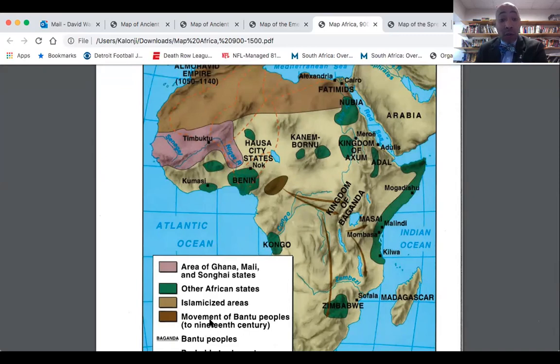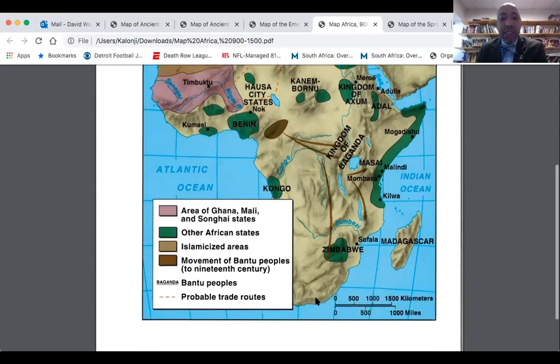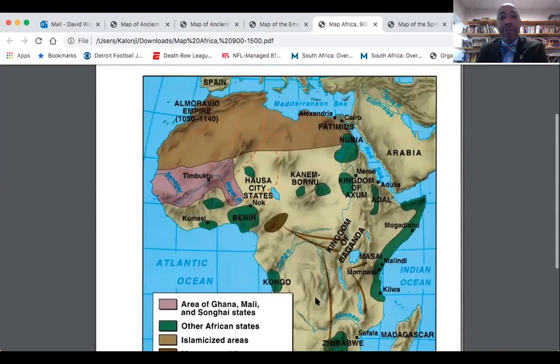And then you also have what? The movement of Bantu peoples, right? All the way up to the 1800s, right? They started migrating from this part of Western Africa over and then down, right? So we see these migrations, right?